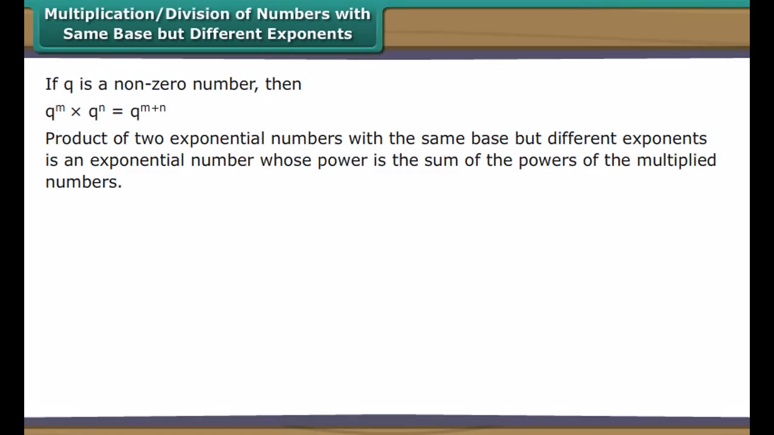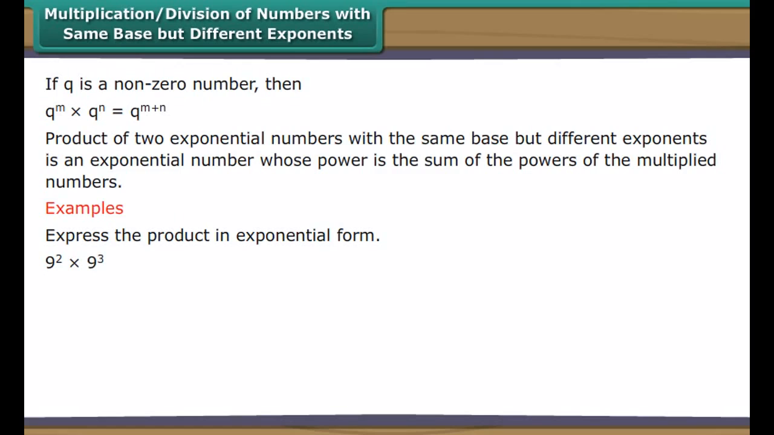Let us understand the law with the help of some examples. Express the product in exponential form. 9 square into 9 raised to the power 3 is equal to 9 into 9 into 9 into 9 into 9, which equals 9 raised to the power 5 equals 9 raised to the power 2 plus 3.